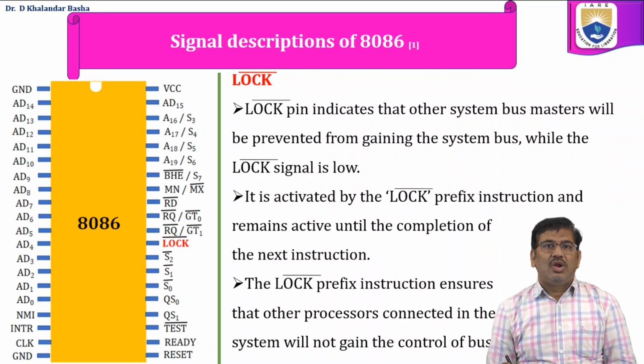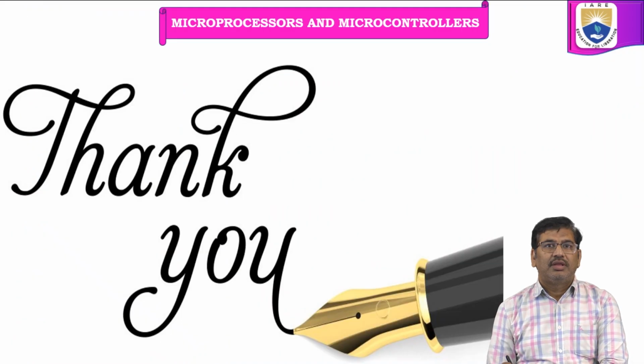The next signal is LOCK bar, which is an active low signal. The lock signal indicates that other system bus masters will be prevented from gaining the system bus while the lock signal is low. It is activated by the LOCK prefixed instruction and remains active until the completion of the next instruction. The LOCK prefixed instruction ensures that other processors connected in the system will not gain control of the bus.